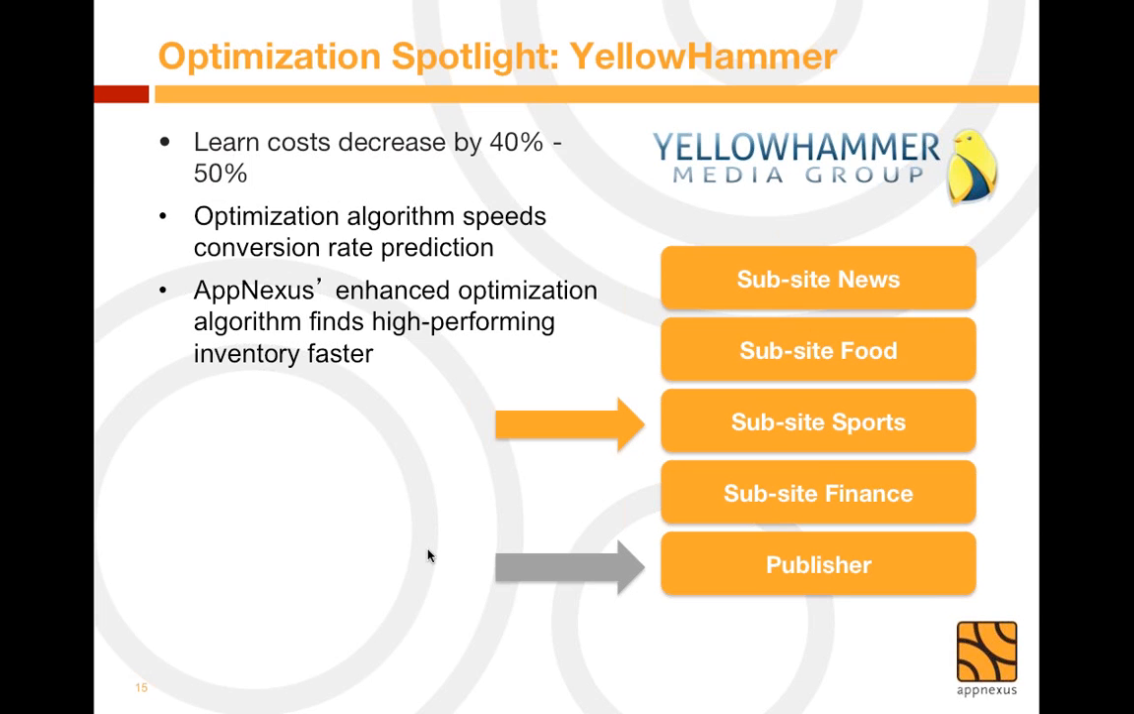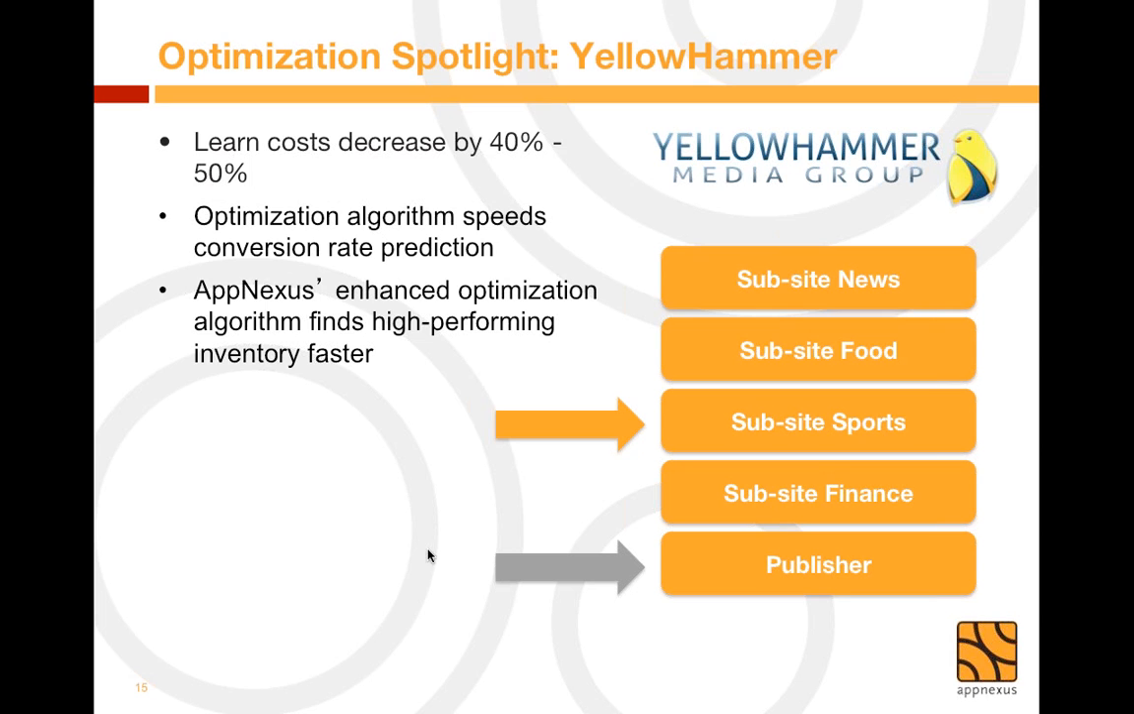What we've improved in the optimization algorithm is to be able to hit that site specific level earlier in the process and focus more on that earlier, so that the cost of a campaign spending in learn, which is the phase in which we're still understanding what inventory is performing and isn't, decreases substantially. And we found that for some of YellowHammer's campaigns, that decreased learn costs by 40 to 50%, and it speeds up the entire life of the campaign.